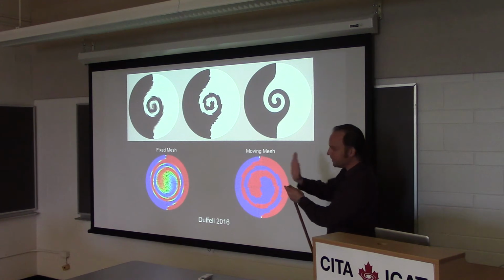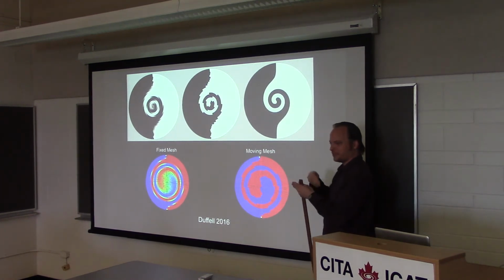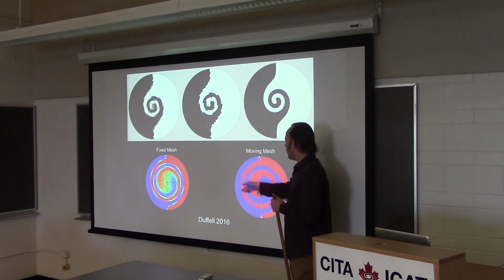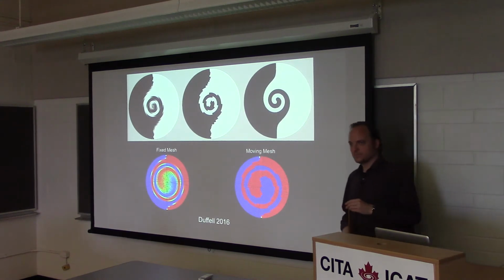If the face is moving with the same velocity as the contact wave, then there's no mass being passed from this zone to its neighbor. So you can, in principle, get rid of all of those diffusive errors. Well, you can just use a random mesh.